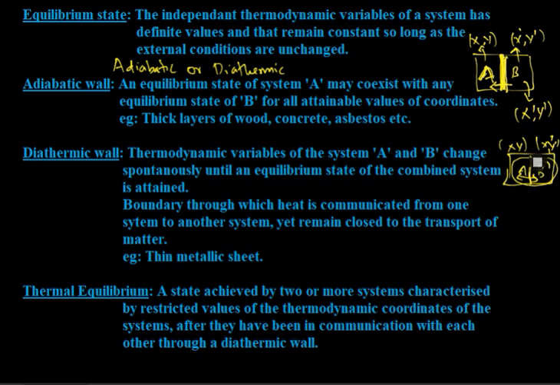So, this diathermic wall: if a system is surrounded by a diathermic wall, it is an example of a closed system because there is no exchange of matter, or matter cannot cross through the diathermic wall, but heat can be communicated from one system to another, or across the diathermic wall. So, a diathermic wall is a boundary through which heat is communicated from one system to another.